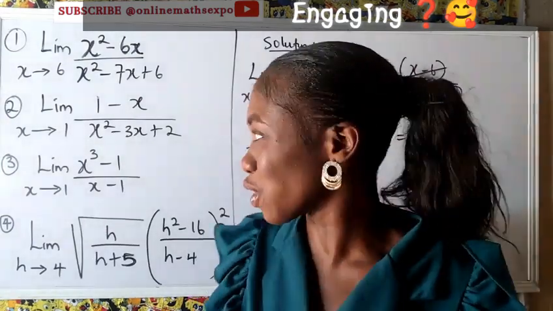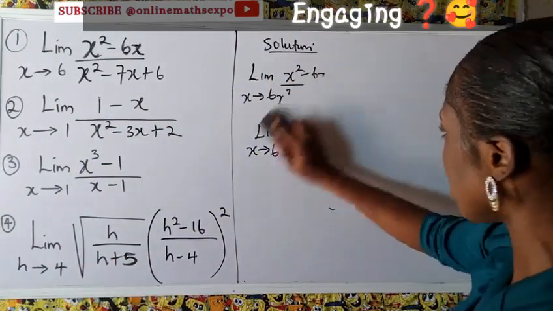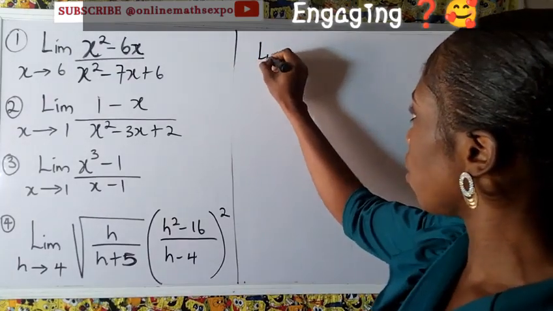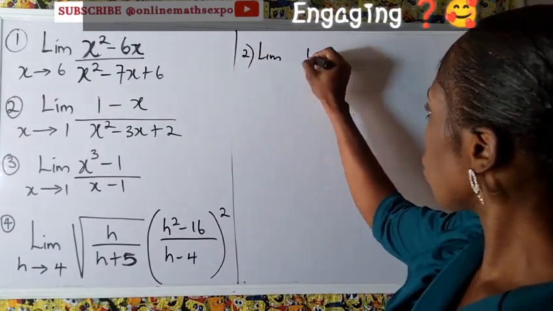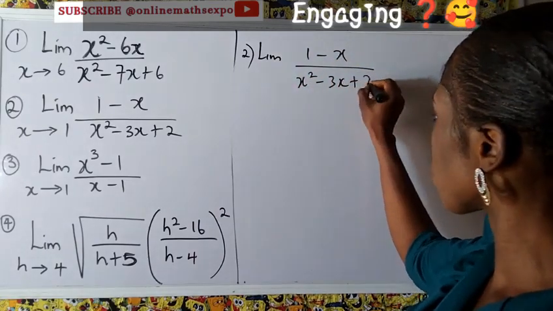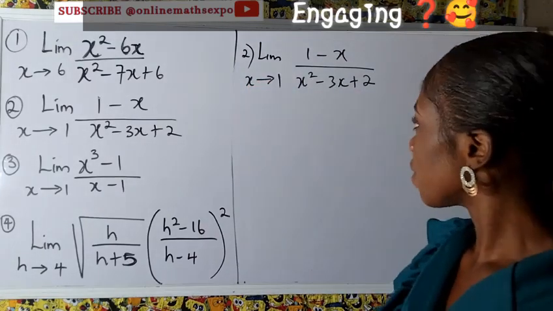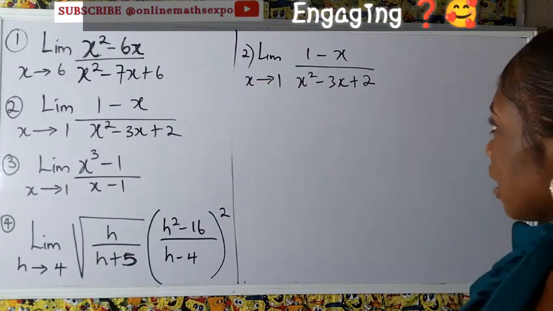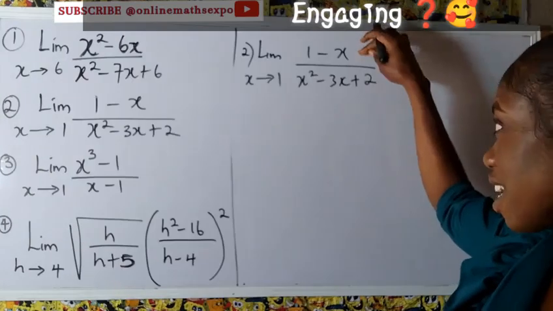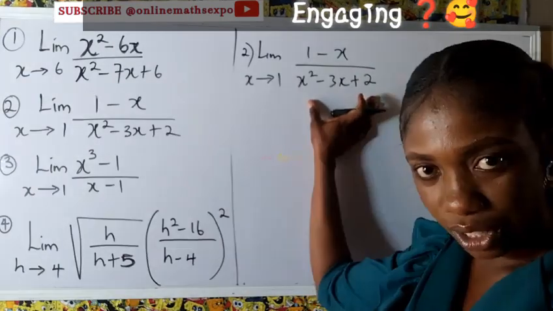Now let's quickly go to example 2. For example 2, what we have there is the limit of 1 minus x all over x squared minus 3x plus 2 as x approaches 1. So what do we do? At this point, when you look at the numerator, there is nothing to factor yet. But let's concentrate more on the denominator.